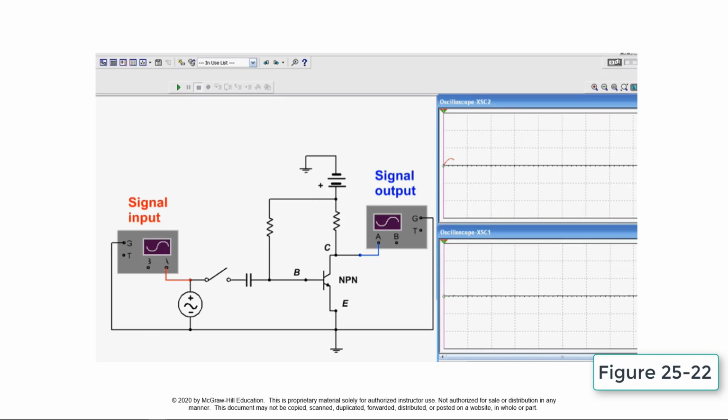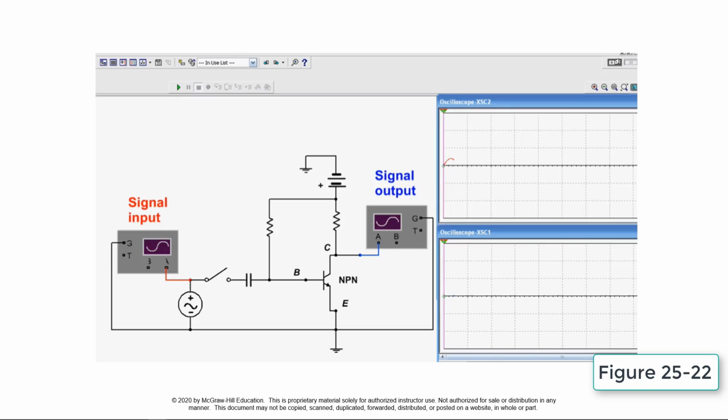This circuit simulates the operation of a transistor amplifier circuit. An amplifier is a device that takes a signal and increases its amplitude. The input signal is injected between the base and emitter. The output voltage is taken from between the collector and emitter. As the input signal increases the base current, it causes the output collector voltage to fall. As the input signal decreases the base current, it causes the output collector voltage to rise.